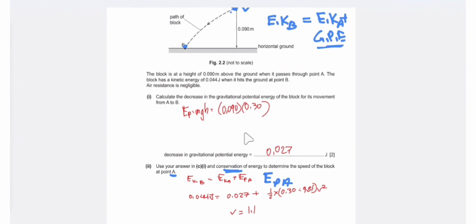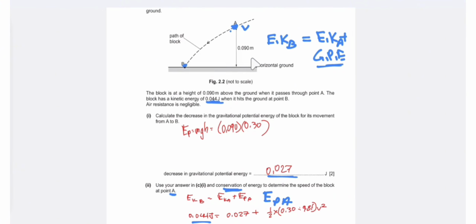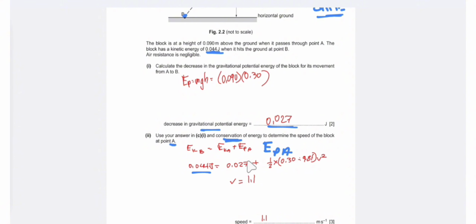So the kinetic energy at B, that is, the block has a kinetic energy of 0.044 joules when it reaches the ground at point B. That means the total energy at B is 0.044 joules. So total energy at B is equal to total energy at A, that is the kinetic energy at point A plus the gravitational potential energy at point A. We know the gravitational potential energy at A, that is the decrease in gravitational potential energy. So this energy is the gravitational potential energy, that is 0.027, plus kinetic energy. So what is the value of kinetic energy?